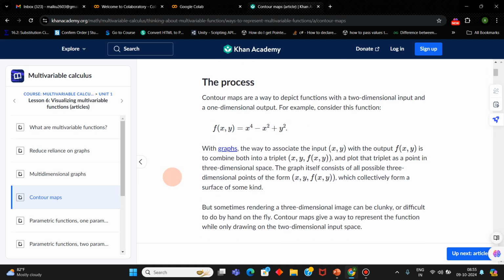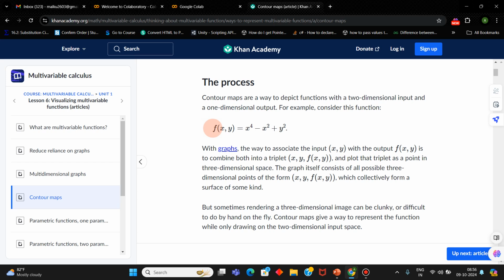So let us understand how contour plots or contour maps are made. A contour map is used when you have a function which has two-dimensional input and one-dimensional output. An example of a function is given which makes a curve in three-dimensional space, which is f of x comma y equal to x power 4 minus x square plus y square.